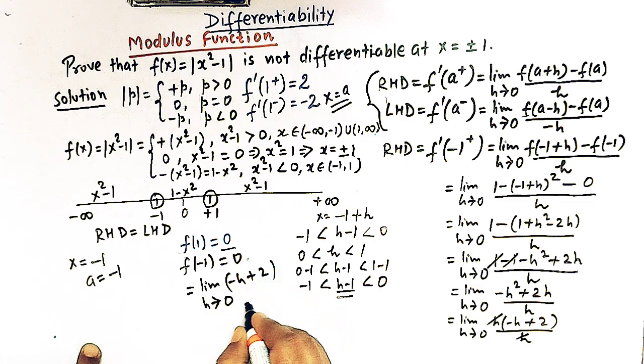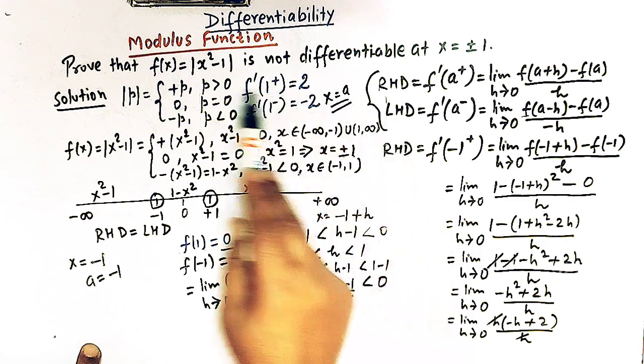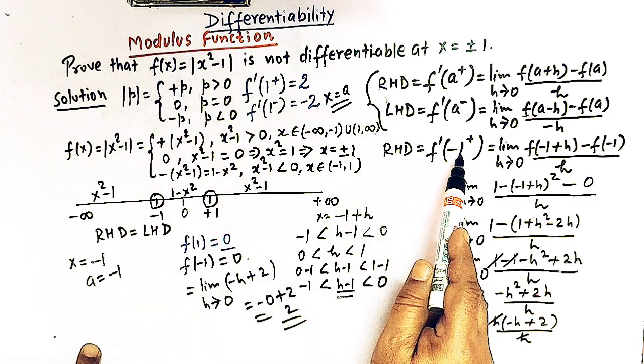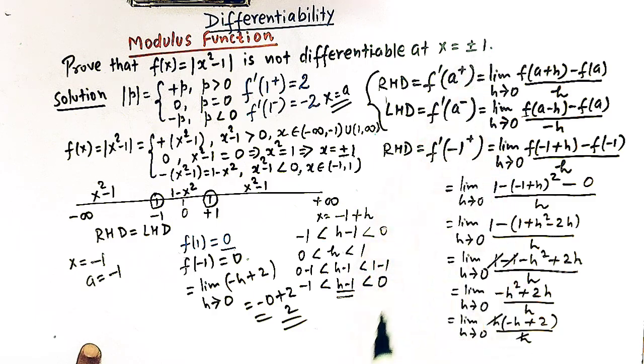So now we can take h equal to 0. So we have minus 0 plus 2, that is 2, right? So the right hand derivative of this function at this point, x is equal to minus 1 or a is equal to minus 1, is given by 2.